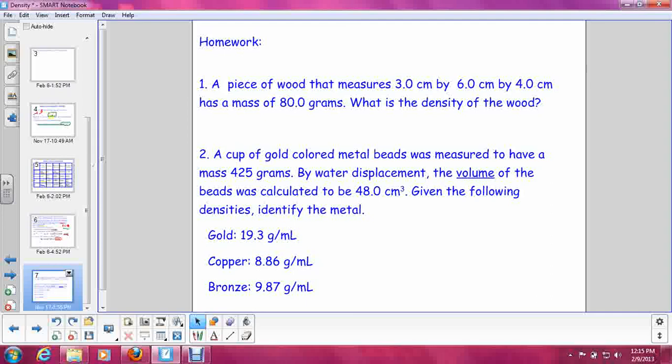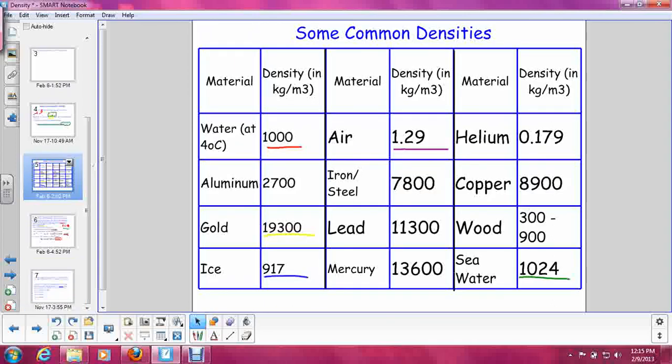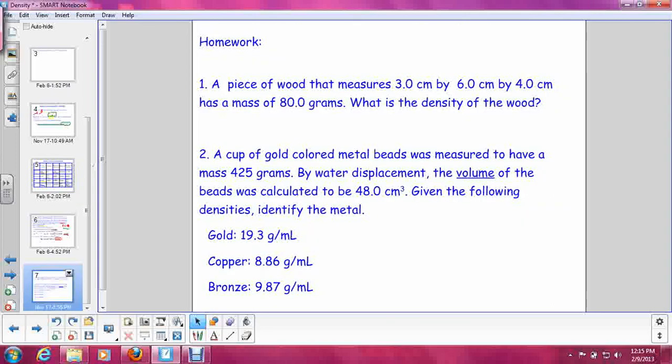Number 2, a cup of gold-colored metal beads was measured to have a mass of 425 grams. By water displacement, meaning we poured them into a cup and we saw how much the volume changed, the volume of the beads was calculated to be 48 cubic centimeters. Given the following densities, identify the metal. So I want you to tell me, is this gold-colored metal actually gold, or is it copper or bronze? You may need to use your chart back here to answer these questions and have them ready to hand in the next time you come to class.